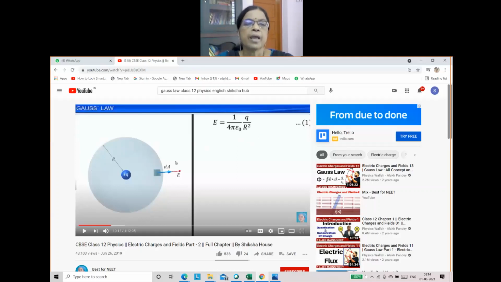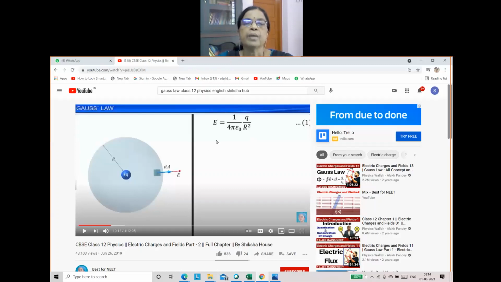Understand? And when we draw a normal to this sphere, this Gaussian sphere, what is the importance of the Gaussian sphere? At every point on the Gaussian surface, electric field intensity is the same. You can't consider any surface. You have to consider a surface where the electric field intensity is the same at all points of it. So that's why we considered a sphere around this charge.